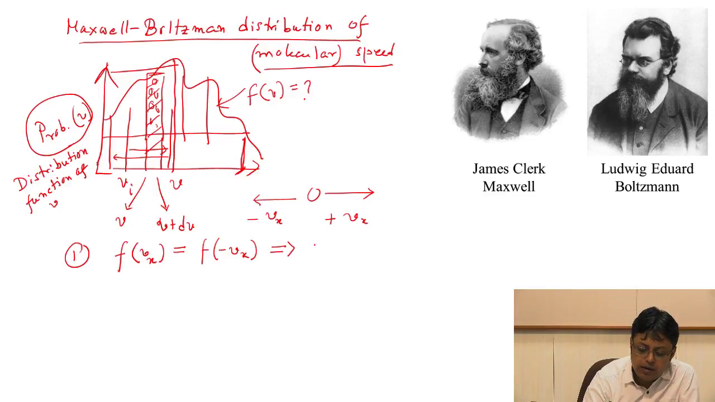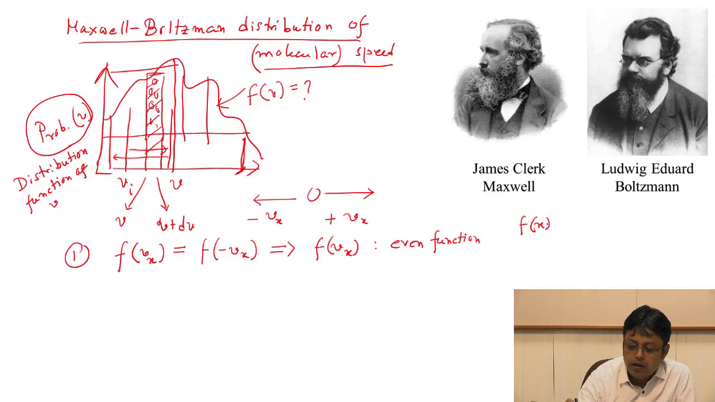So that immediately tells me that f of Vx should be an even function. So you know what is an even function. For example, if f of x is x square, that's an even function, because if I choose x to be plus 1 or minus 1, the value of f of x is the same. However, if it is x cubed, it's an odd function. F of x will be minus of f of minus x.